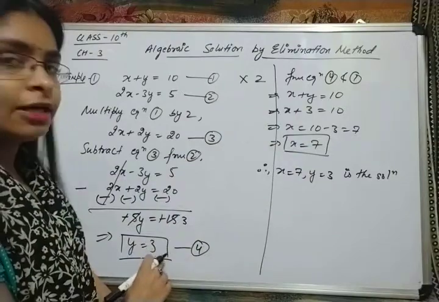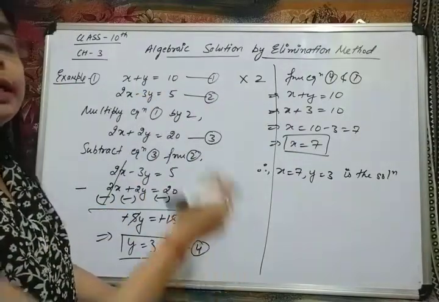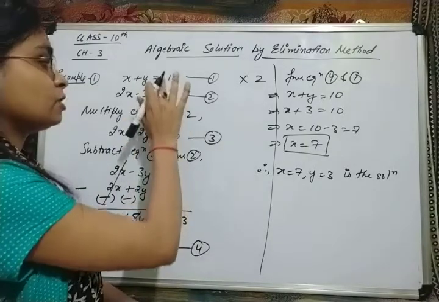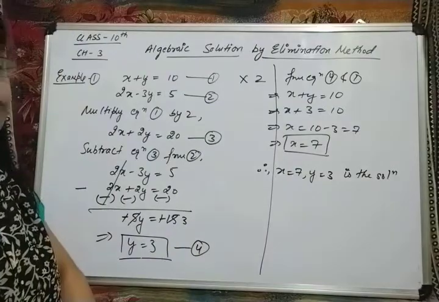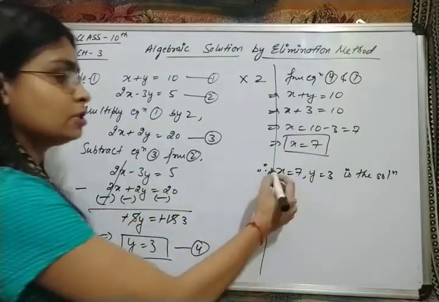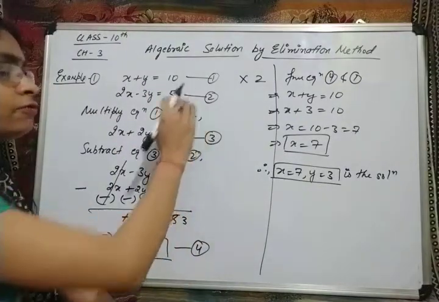And this value of y, we have put in equation 1. You can put it in equation 2 also, in either of the equations, equation 1 or equation 2, and find the value of the x variable, which comes to be x is equal to 7. So x is equal to 7 and y is equal to 3 is the solution of this pair.